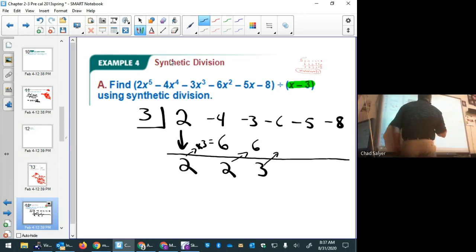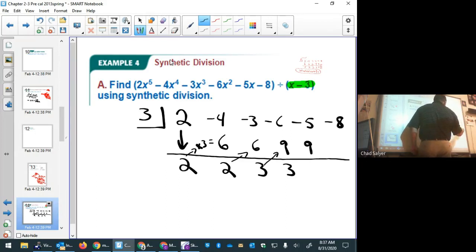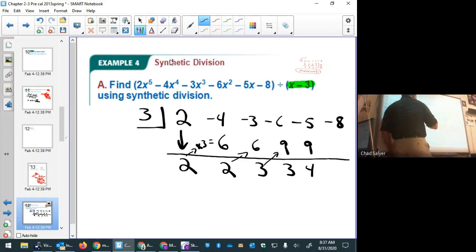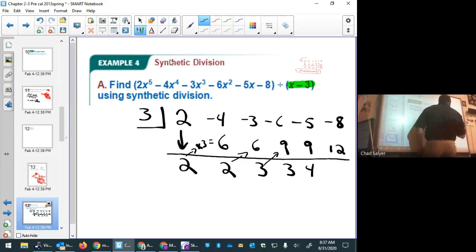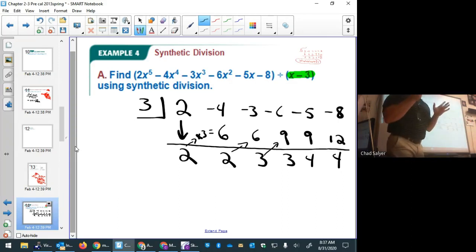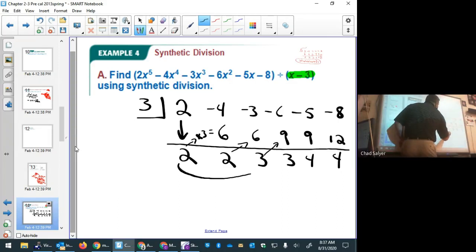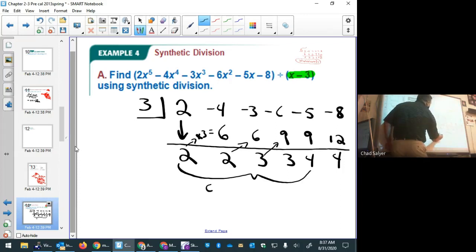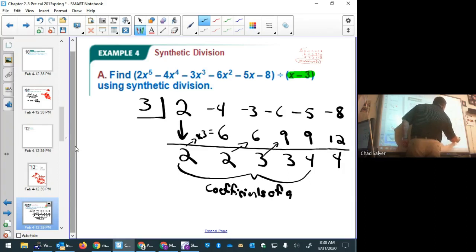And then we multiply by 3 again. 3 times 3 is 9. Negative 6 plus 9 is 3. 3 times 3 again is 9. Negative 5 plus 9 is 4. 4 times 3 is 12. Negative 8 plus 12 is 4. So once you have this bottom row, you have your answers. Everything but the last value are going to be your coefficients of your quotient polynomial. And then your last value will be the remainder.